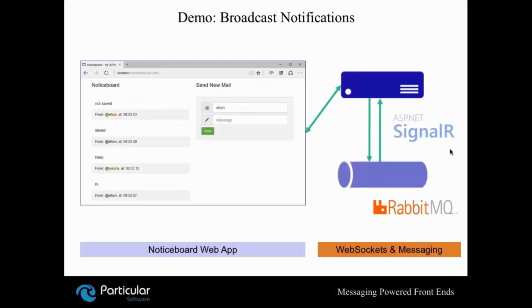Okay, so let's have a look at what we've got so far. We've got a really simple web app. It's using ASP.NET SignalR as the channel to communicate between the web server and the end users, but the back end is all powered with RabbitMQ.